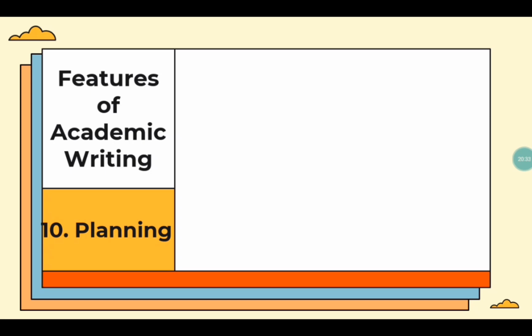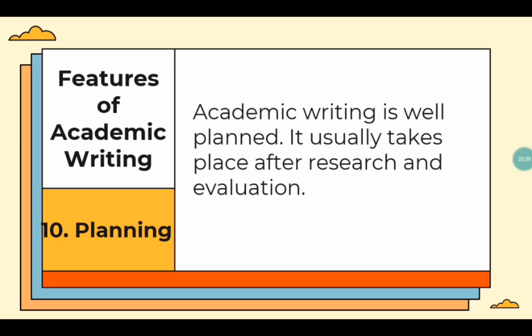For the last one, academic writing also has planning. Academic writing is well planned. It usually takes place after research and evaluation.